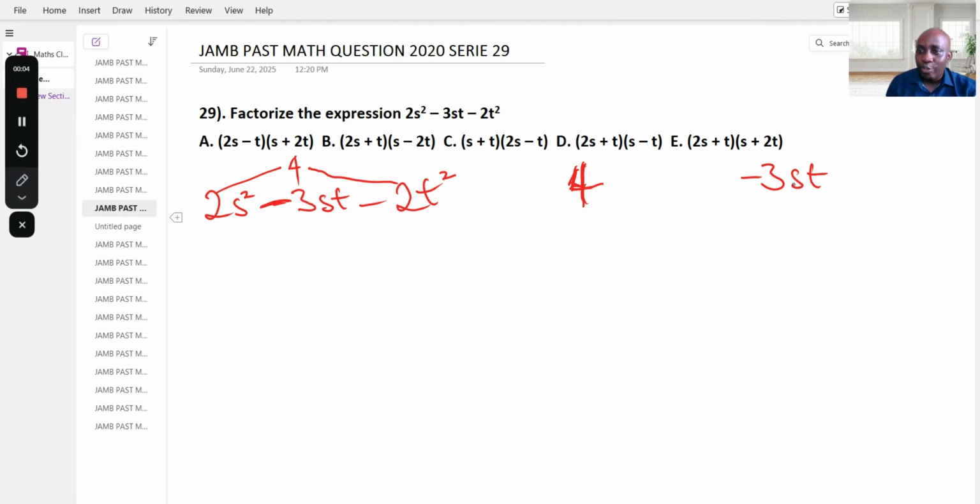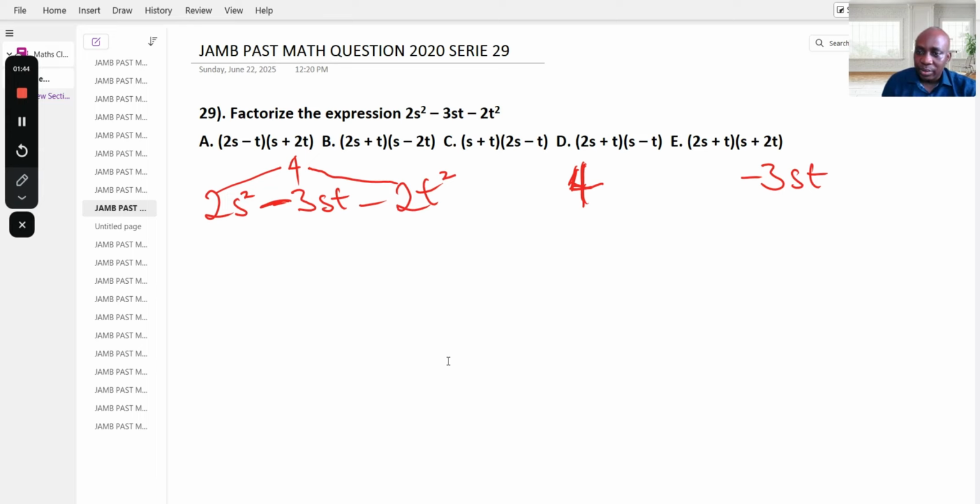What are the numbers? The numbers are 4 and 1. 4 times 1 is going to give us 4. Here, the two numbers that we can use, when we multiply them, will give us 4, but when we subtract, will give us 3. They are 4 and 1. 4 times 1 gives us 4, and 4 minus 1 gives us 3.